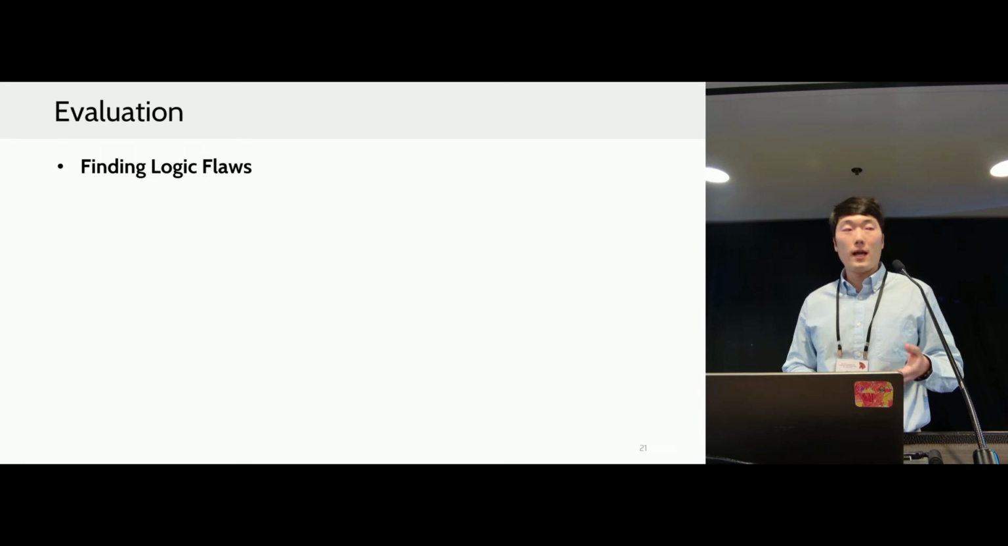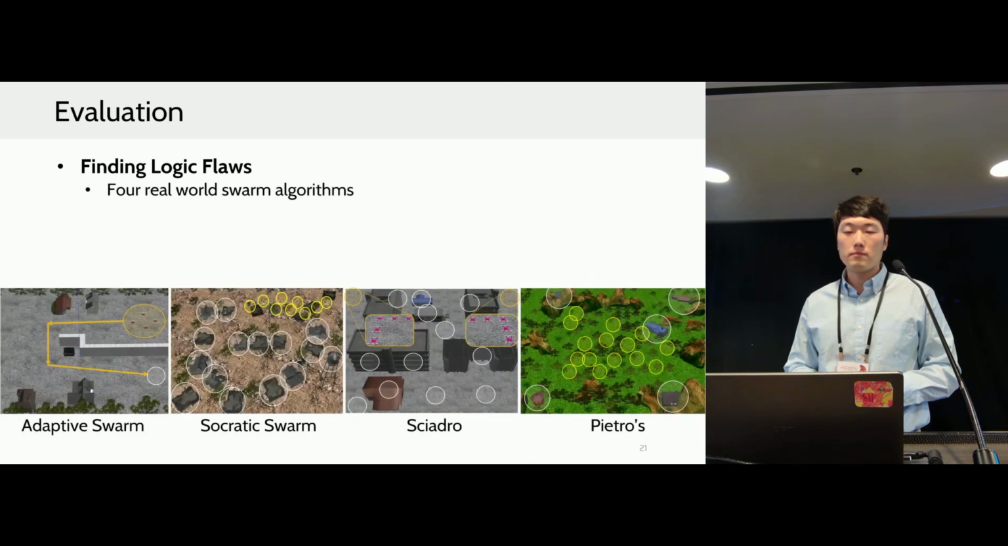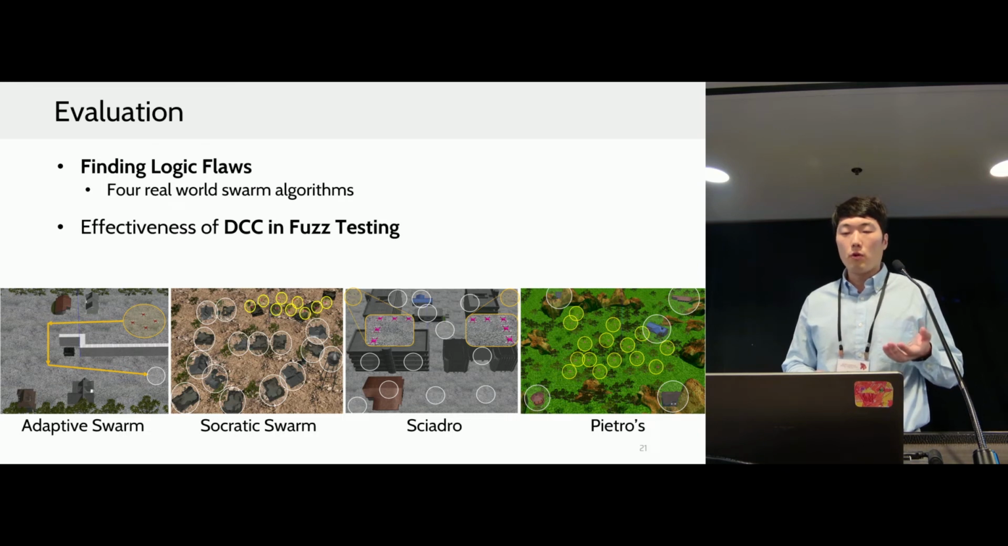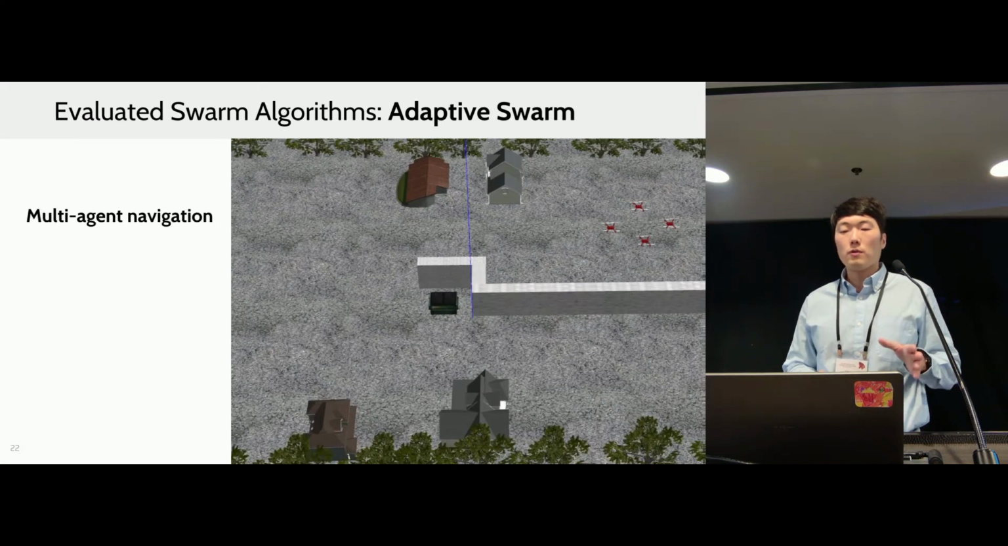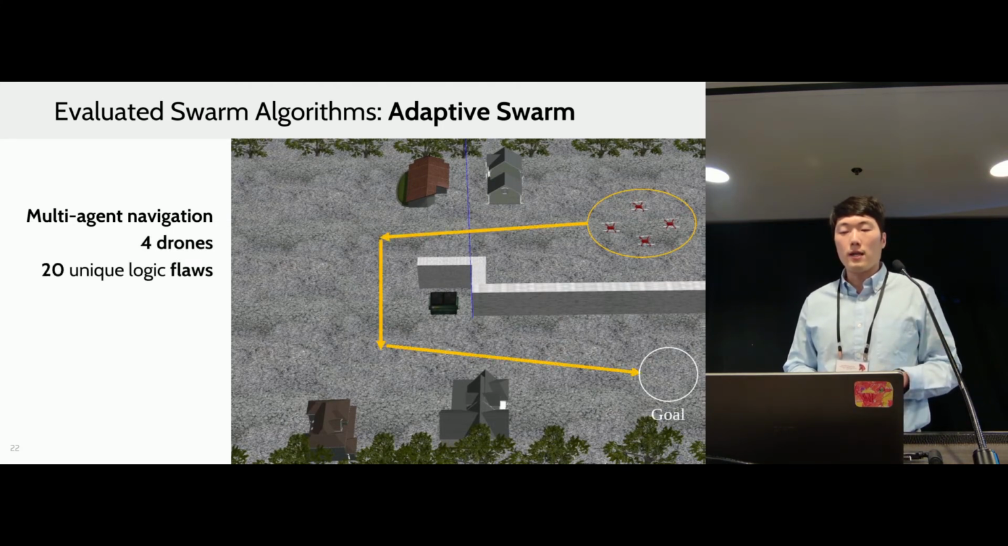Now, to see how it works, we start by finding logic flaws in real-world swarm algorithms, and we evaluate the effectiveness of DCC in fuzz testing. For this, we compare our approach to random testing not having any DCC guidance. So let's start by looking at each of the four swarm algorithms. For the first algorithm, adaptive swarm, its objective is multi-agent navigation. It has 4 drones, and we find 20 unique logic flaws. We find 6 root causes and potential fixes, all of which are confirmed by the developer.